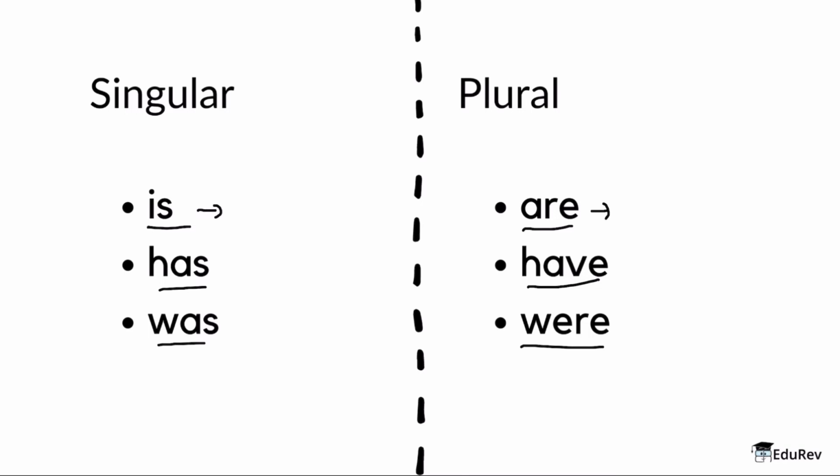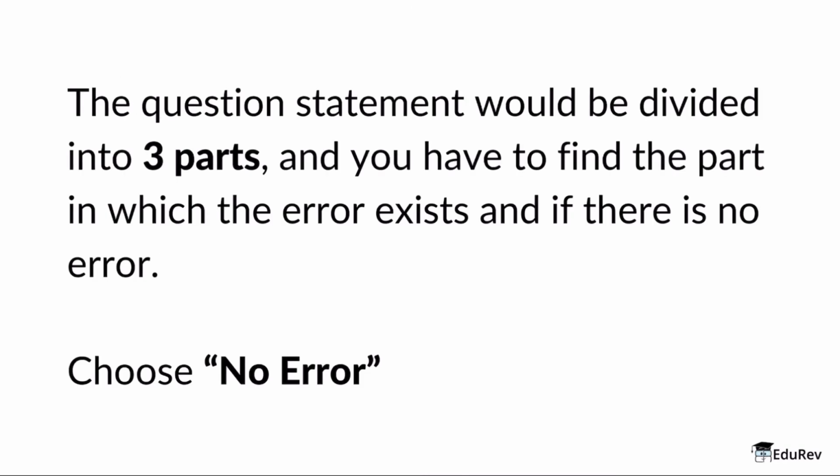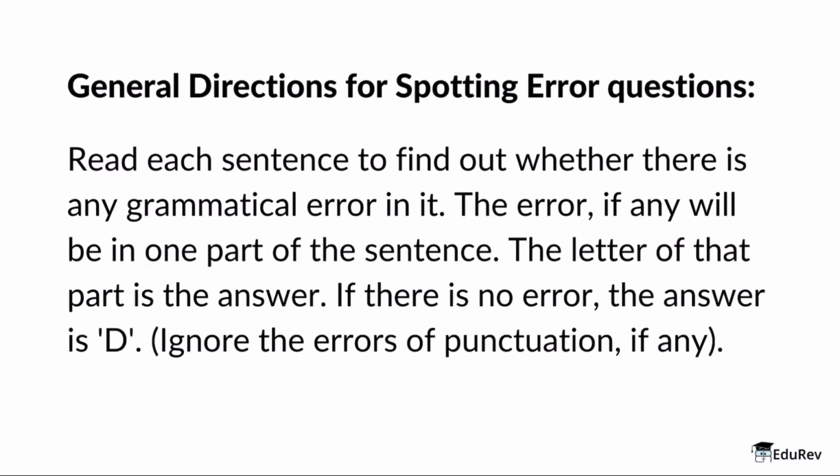Now let's look at some of the questions. But before we do that, let's understand how the questions will be there in the first place when we talk about spotting errors. Now the question statement would be divided into 3 parts or 4 parts depending, and you have to find the part in which the error exists. And if there is no error, you have to choose the option which states no error. And see, in some types of questions, the statement will be divided into 4 parts, and the 5th will be the option no error.